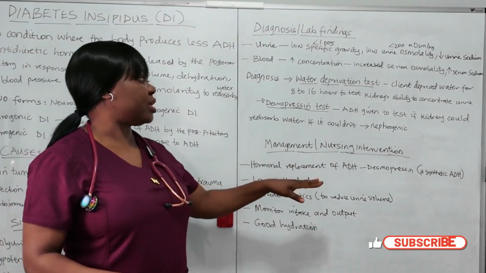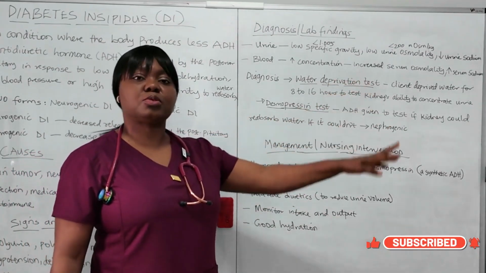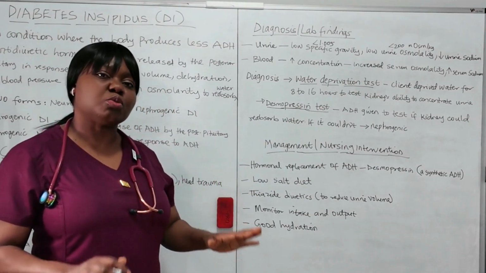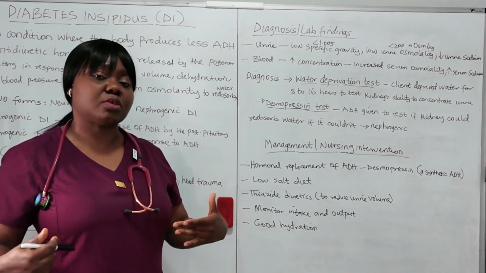The next one is a low salt diet. Remember, with diabetes insipidus, the patient has increased serum sodium, so there's hypernatremia. So the patient will be encouraged not to take a lot of salt because they already have a lot of salt in there.